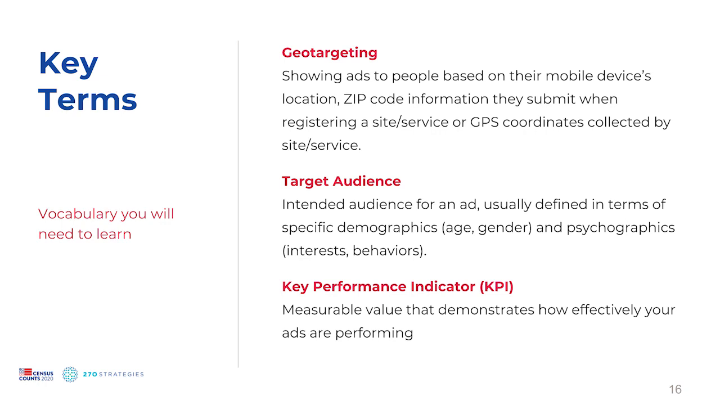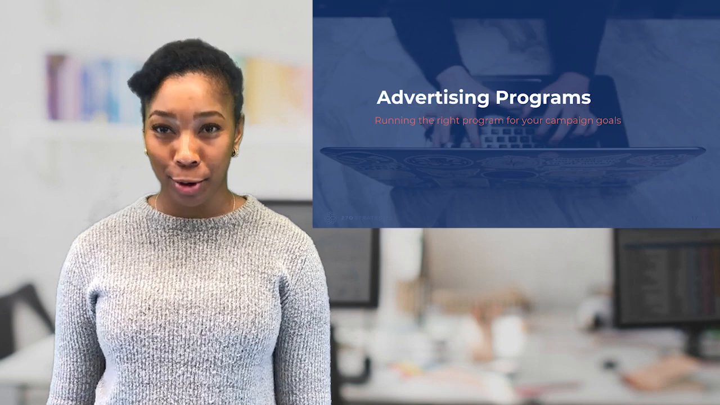Your target audience is the intended audience for an ad, usually defined in terms of specific demographics like age or gender, or their interests or behaviors. Key performance indicator, which is also known in shorthand as a KPI, is a measurable value that demonstrates how effectively your ads are performing. Now, let's transition to talk about advertising programs.